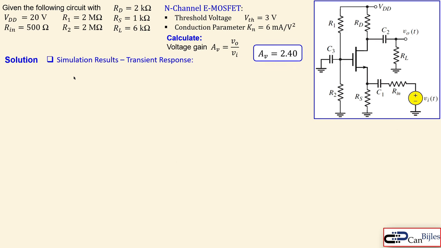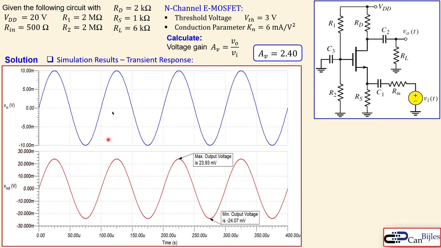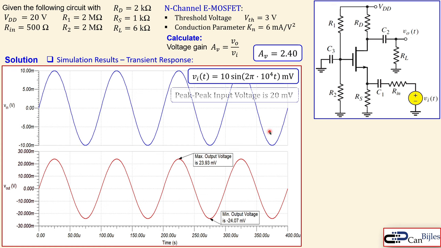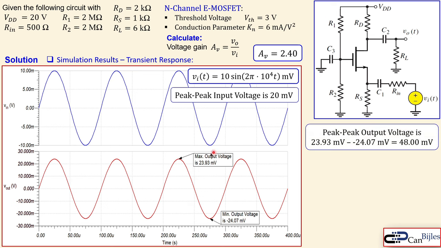So let's check that from the simulations, looking at the transfer response. This is the blue line, which is our input, which is a V input voltage of 10 millivolts peak, the 10 kilohertz frequency. So the 20 millivolts peak-to-peak is our input, blue. The red is our output. You can see it's in phase, but it has a maximum and a minimum value here. And from the maximum minimum values, we can calculate this peak 48 millivolts exactly.